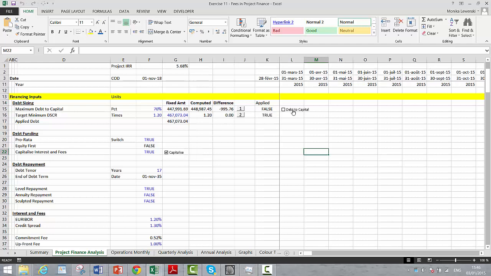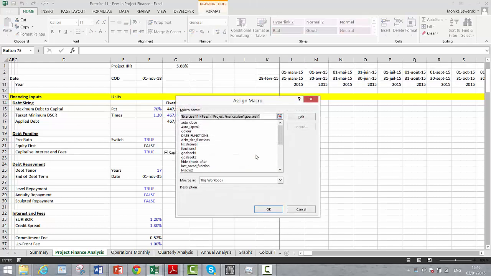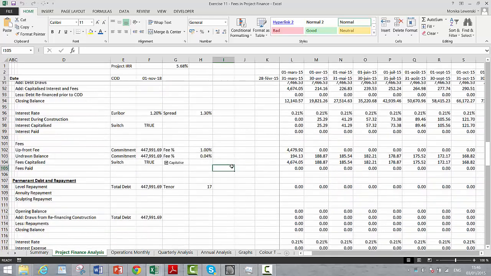And you know what you could do with this one, even if you're a little fancier. Remember the assign macro, this was goalseek 1. Oh, I guess, well, I'm not going to do that. You could assign a macro to this thing, just like you assign the macro to the other thing. We'd have to almost assign both macros. Let's get back to the fees, and let's finish up the fees.